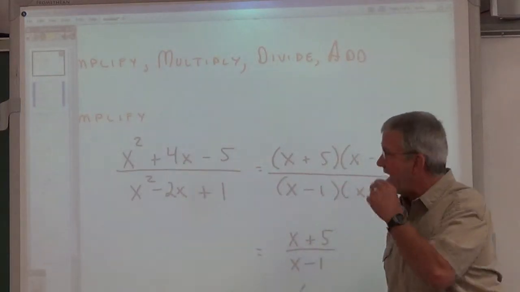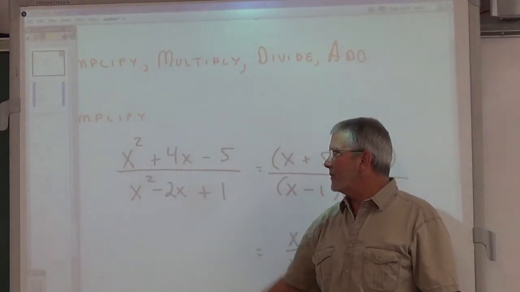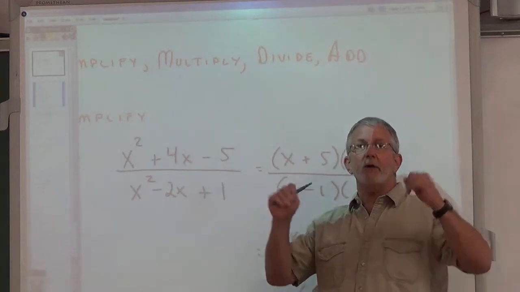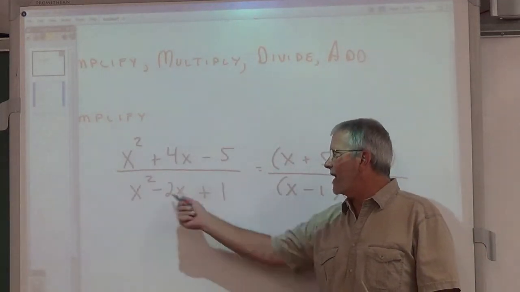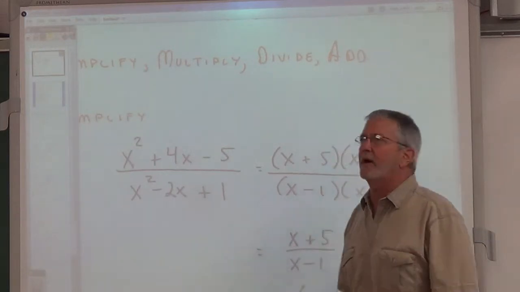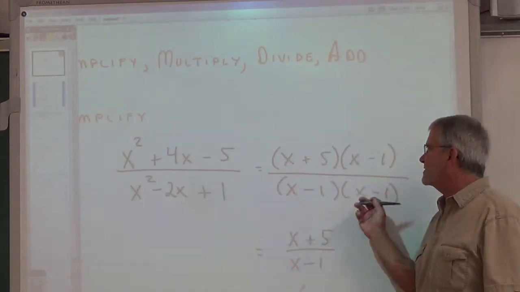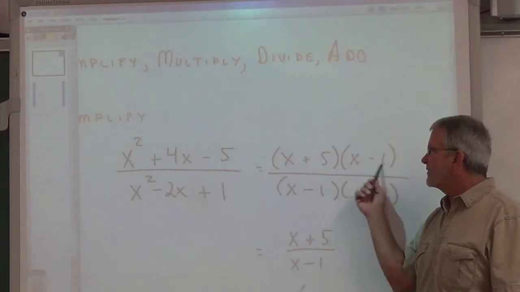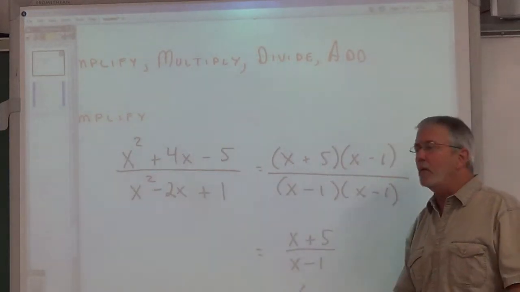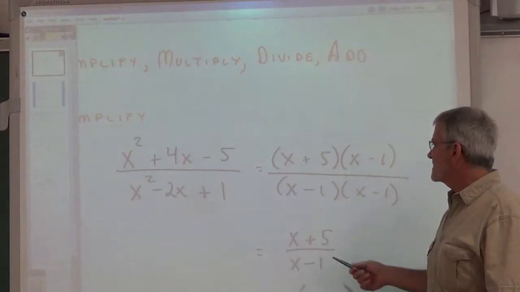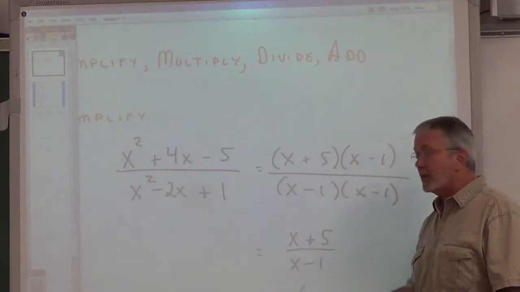That's factorization. Hey, let's factor x squared minus 2x plus 1. Slow down, just pause the video. Two things multiplied together equal 1 and add up to negative 2. How about negative 1 and negative 1? So x minus 1, x minus 1. And so now we have this fraction in factored form. The x minus 1's cancel.